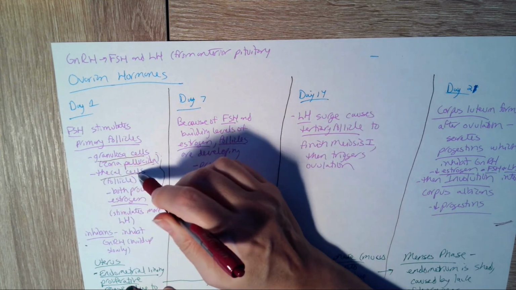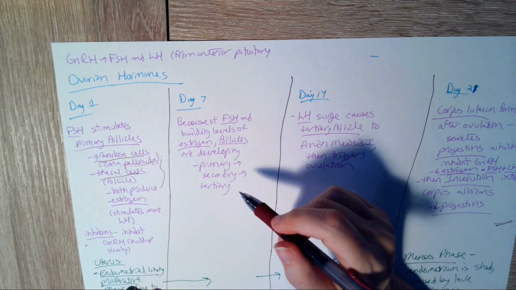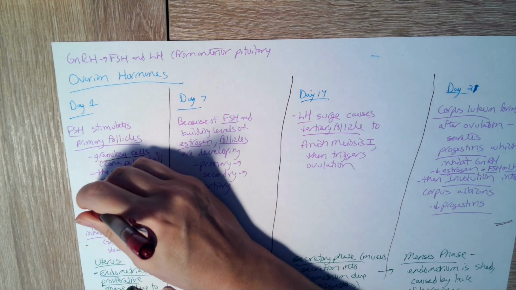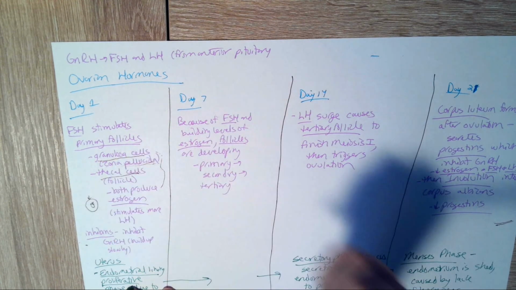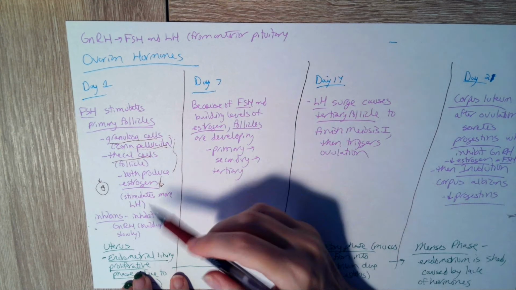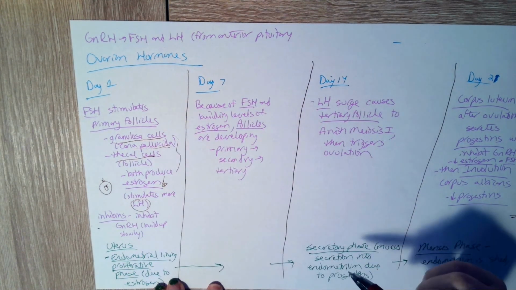And then there are thecal cells, and those are the cells of the follicle itself. So we'd have the oocyte here, and then the follicle around here. So there would be the thecal cells. There would be the granulosa cells. Both are making estrogen. And estrogen is going to trigger the production of more LH.